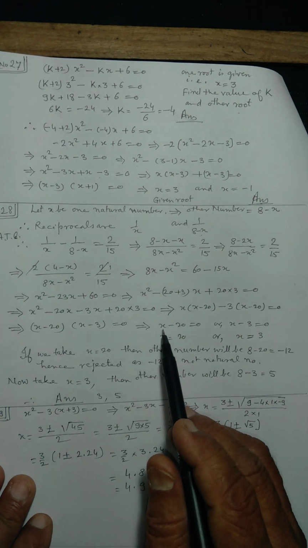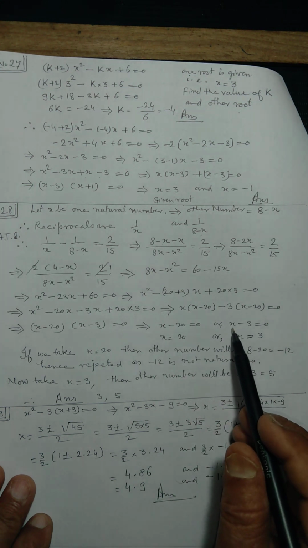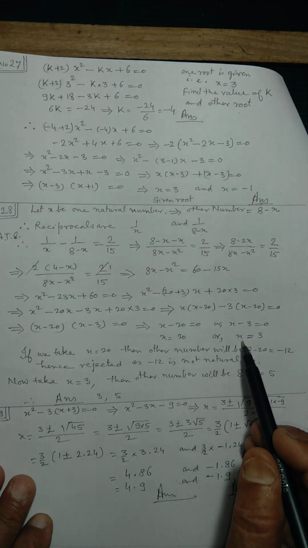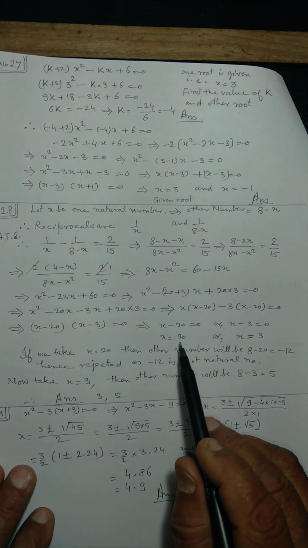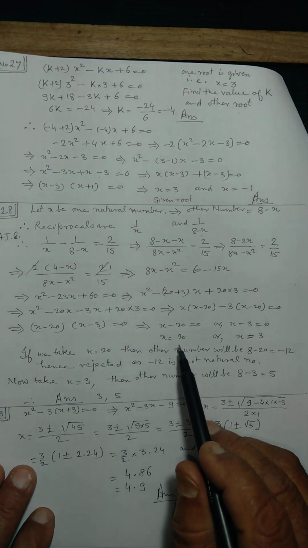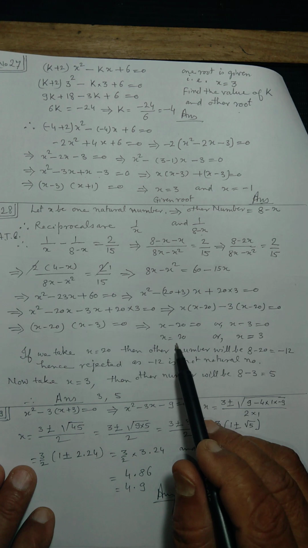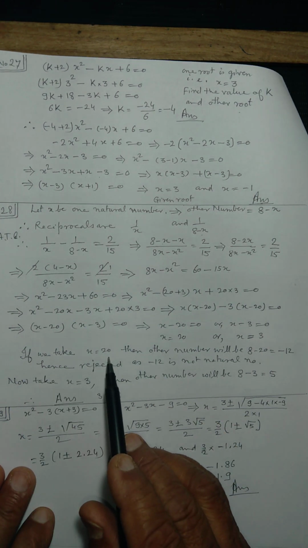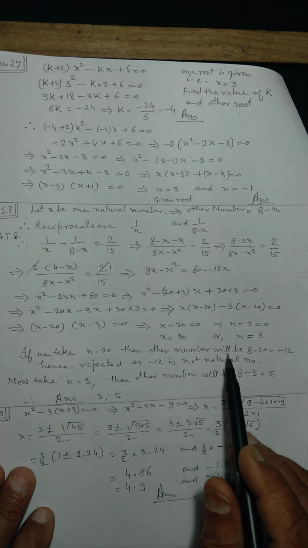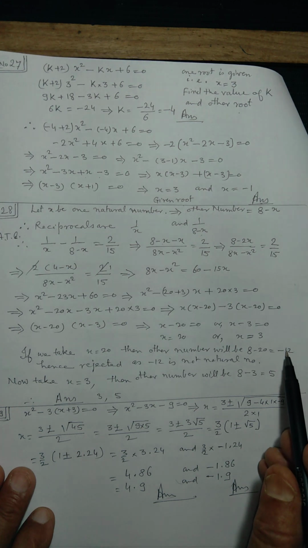Now substitute x minus 20 equal to 0, so x will be equal to 20. Now x minus 3 equal to 0, then x is equal to 3. Let us proceed with x equal to 20 as a natural number. Both are natural numbers. Now what happens when we proceed with x equal to 20? If you take x equal to 20, then the other number will be 8 minus 20, that will be minus 12. And minus 12 is not a natural number.